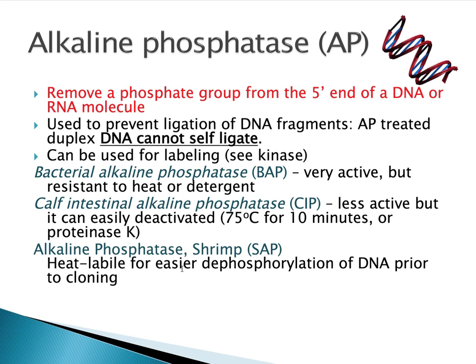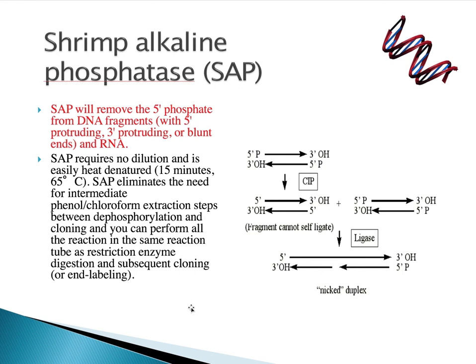Shrimp alkaline phosphatase also is heat sensitive, and we use it a lot of times for dephosphorylation of some DNA molecules. So this is, for example, showing you how the shrimp alkaline phosphatase removes those 5' phosphate groups. Actually, this one looks like the calf intestinal one. But again, if you remove this phosphate group on the 5' end, you see you cannot ligate it anymore.